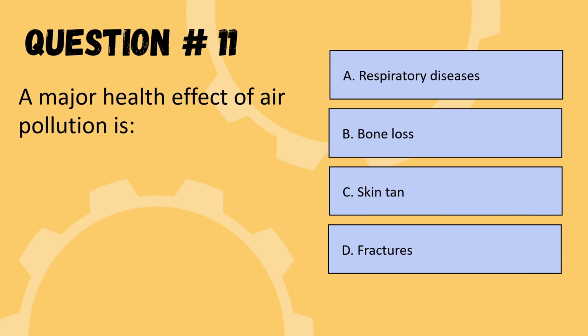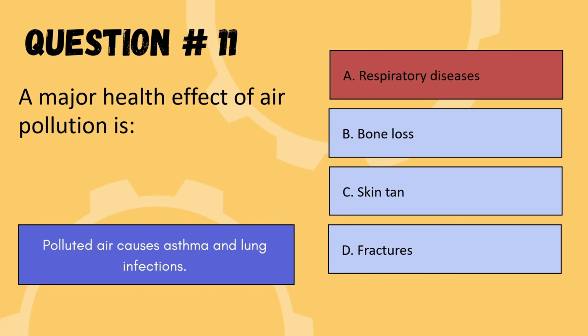Next question is, a major health effect of air pollution is. The options are respiratory disease, bone loss, skin tan, fracture. So the correct option is option A, respiratory diseases. So we are moving to the next question.